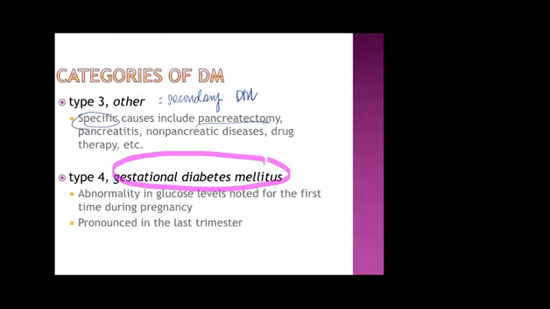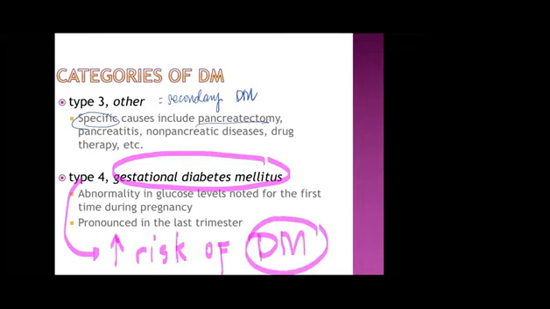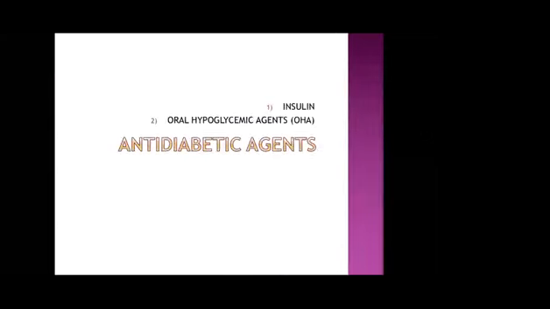Buong gestational period lang. However, ang disadvantage or possible repercussion ng type 4 DM, ang mga pasyente na may recorded history ng type 4 DM, they are associated to increased risk of type 2 DM. So pwede sila magkaroon ng type 2 diabetes mellitus in the future. So pag may history sila ng type 4 DM, kailangan may continuous monitoring na ng blood glucose nila. Kasi chances are magkakaroon sila ng type 2 DM in the future. Okay? So these are the categories of diabetes mellitus.